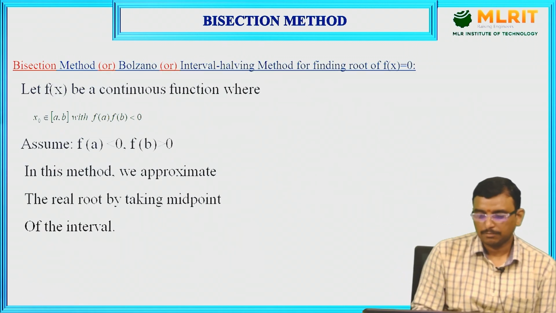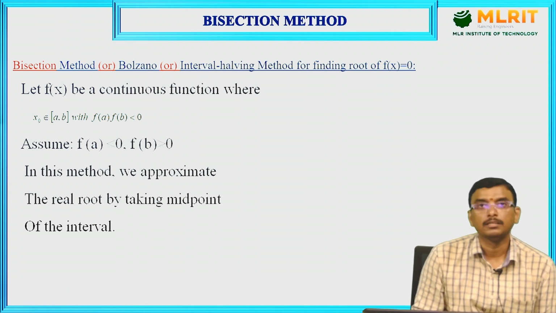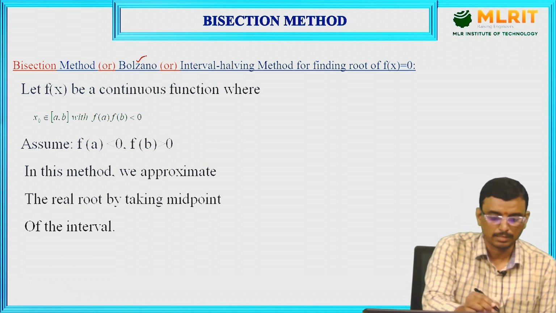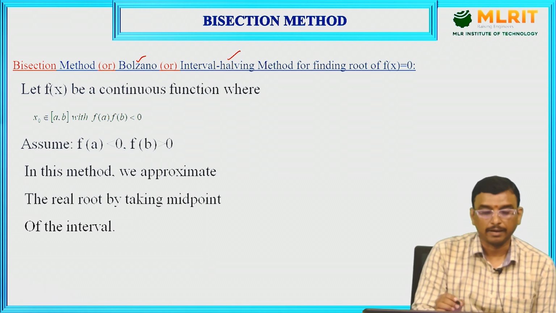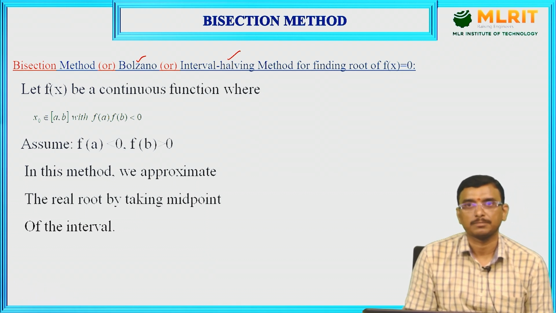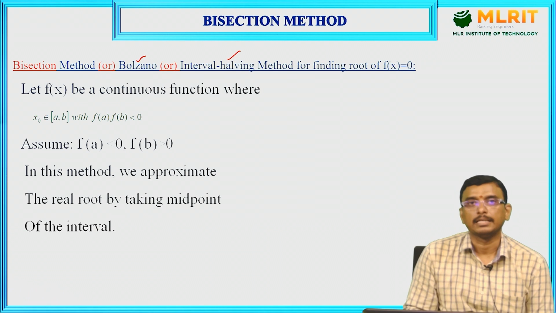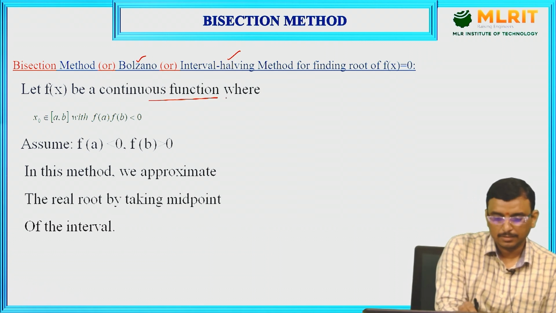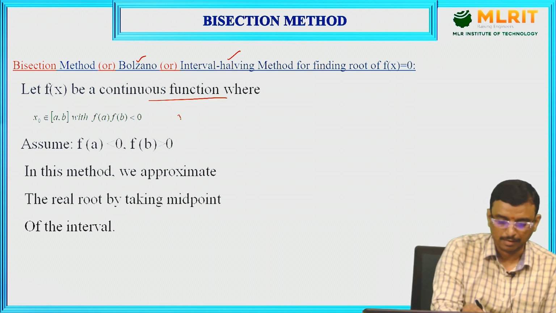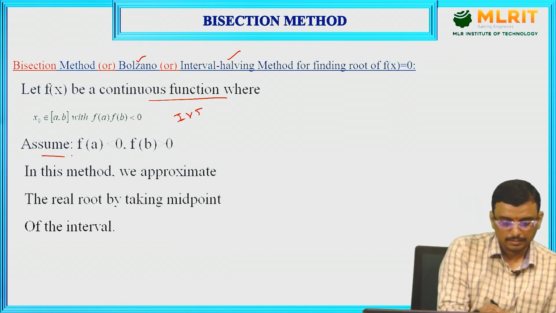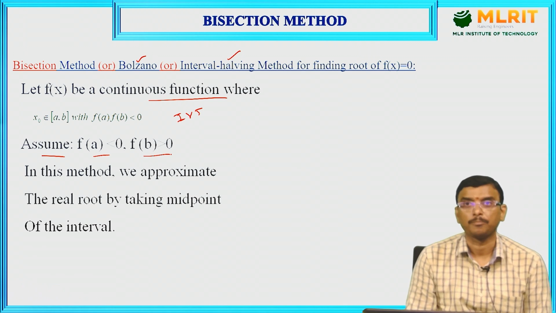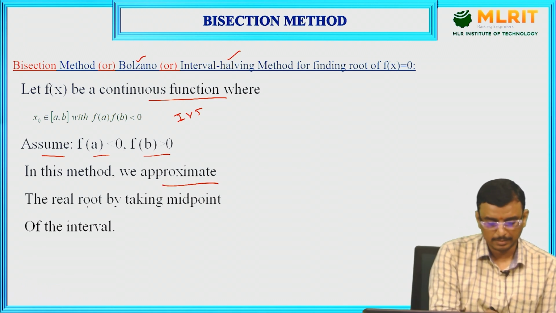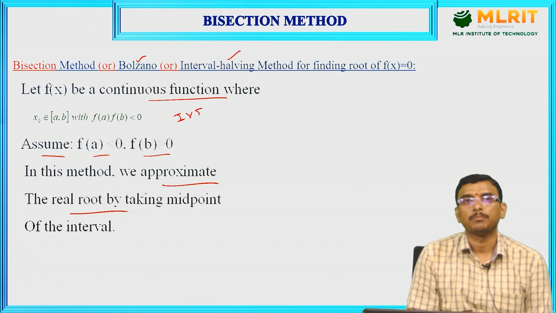So, finding the root of an equation using the bisection method. This method is also called the Bolzano method or interval halving method. This method is used for finding an approximate solution or approximate root because it is an indirect method. So, f of x is continuous and it satisfies the intermediate value property, so I am writing IVT. I am assuming that f of a is less than 0 and f of b is greater than 0. The bisection method approximates the real root by taking the midpoint of the interval.